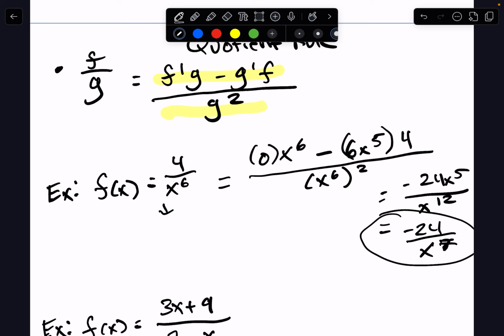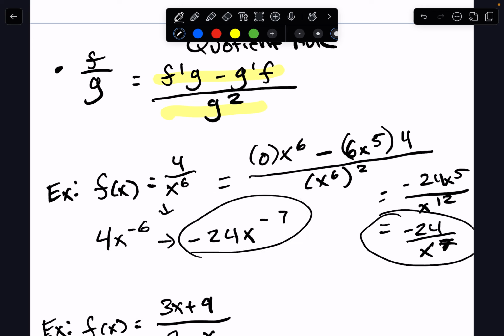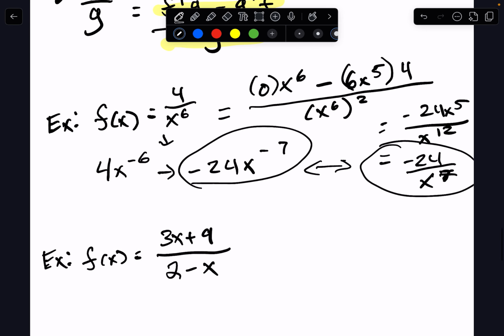If you want to do the trick, you can basically write it as 4x to the negative 6th, because it is in the denominator, and you can just do it this way in two steps. Minus 6 times 4 gives minus 24x to the negative 7th, which is the same thing as this answer. Now, for the next one, there isn't a shortcut like that, or there is a way you can do it if you put everything to the negative 1 power, but it's easier to use the full quotient rule for something like this.